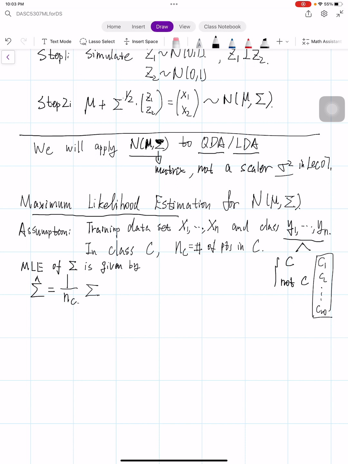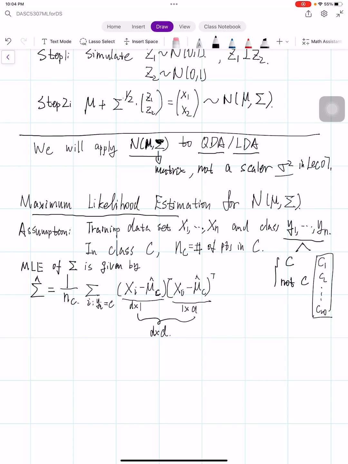the summation over all the samples i such that the label equals C. For each point we subtract the class average: xi minus mu c hat, times its transpose. This is a d times 1 vector, and the transpose is 1 times d, so therefore this is a d by d matrix. This is the estimator for this matrix, called the conditional covariance.